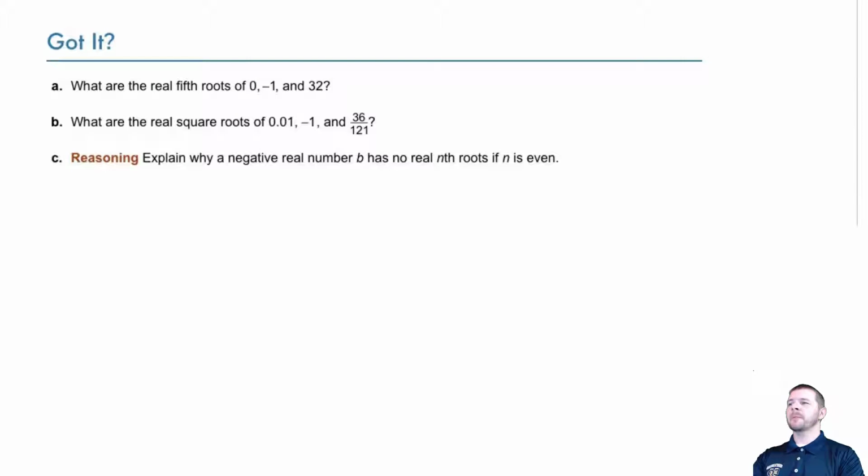Your turn, part A. What are the real fifth roots of 0, negative 1, and 32? Part B. What are the real square roots of 1/100th, or 0.01, negative 1, and 36/121? And part C, a reasoning item. Explain why a negative real number b has no real nth roots if n is even.